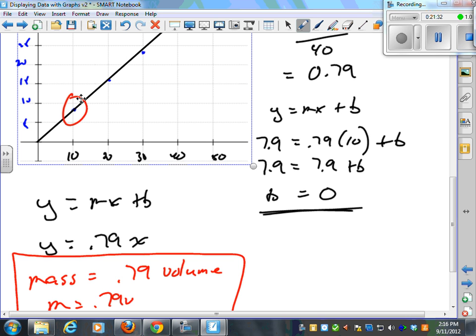You guys can stay where you are. Bell's going to go. Stay where you are. Work with your partner. Do number 3. Work on number 3. You'll have a new partner tomorrow.